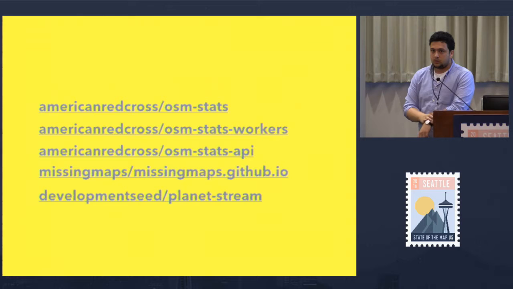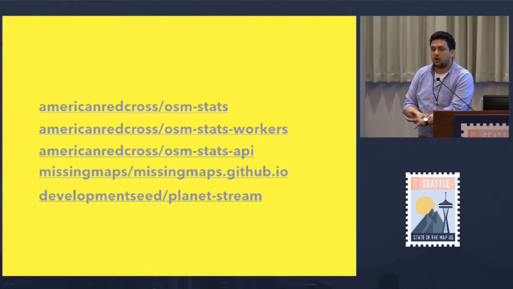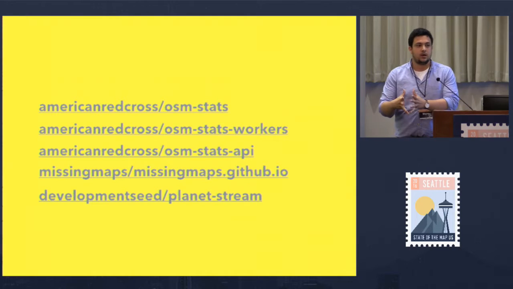These are the repos that contain all the code. You've got the OSM stats repo, and we're not tied to the name because everything is called OSM stats right now. But if you find one, file an issue. The workers, which contain the aggregate statistics. The API, which is the Missing Maps API. The website, and PlanetStream that does that aggregation.